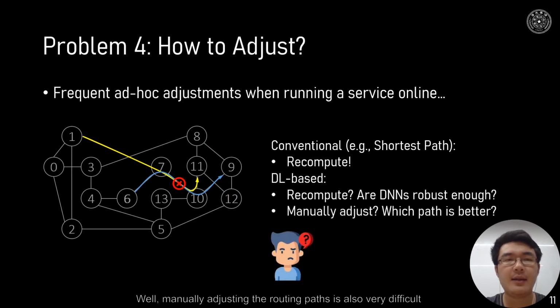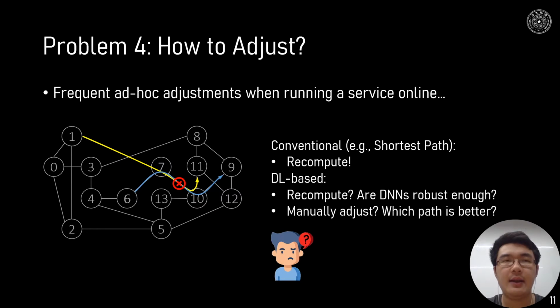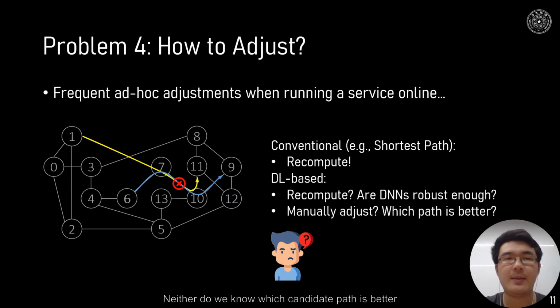Well, manually adjusting the routing paths is also very difficult, because we do not know why the DNNs make such decisions. Neither do we know which candidate path is better.